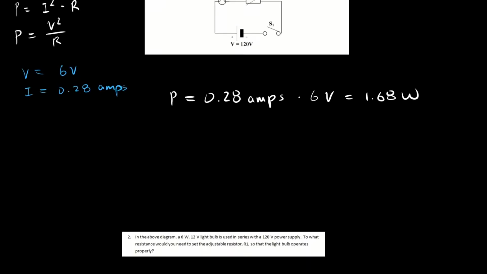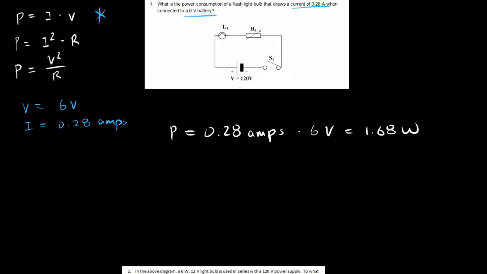Part 2 reads, in the above diagram, a 6-watt 12-volt light bulb is used in series with the 120-volt power supply. To what resistance would you need to set the adjustable resistor, R1, so that the light bulb operates properly? So let's take a look at the above diagram and, like Mr. Cardozo always says, make some claims about it.